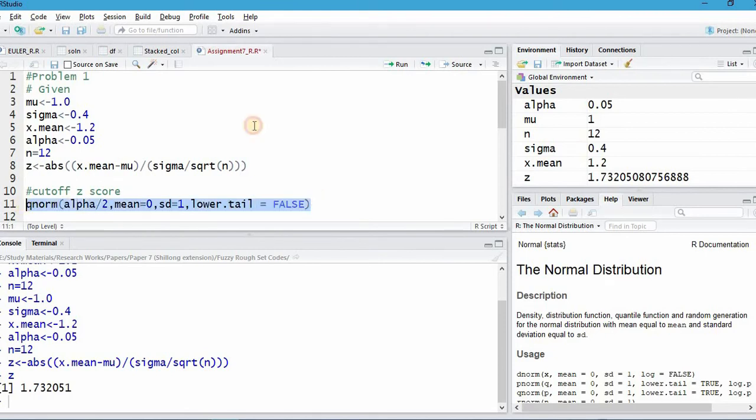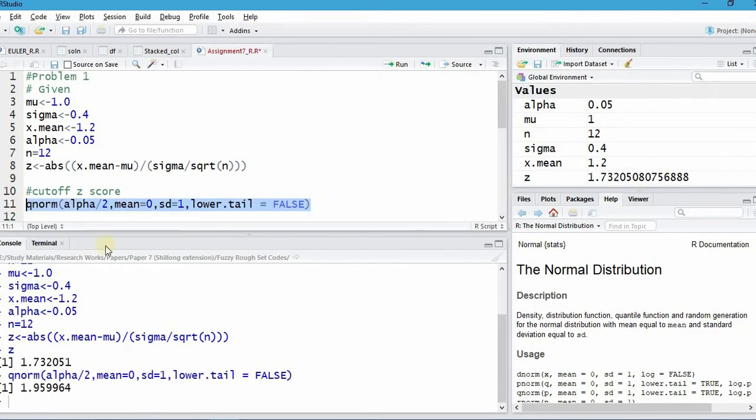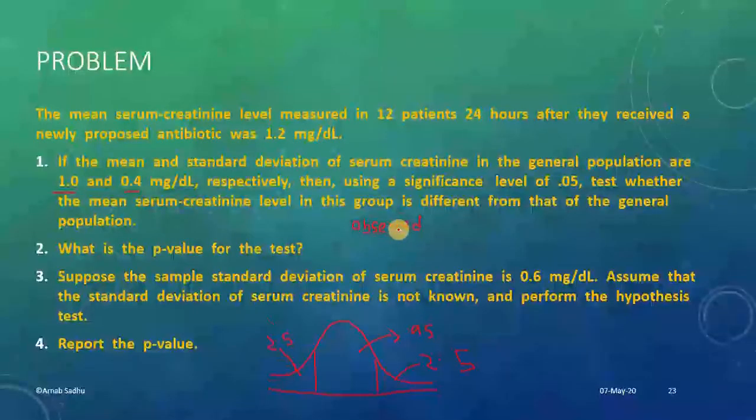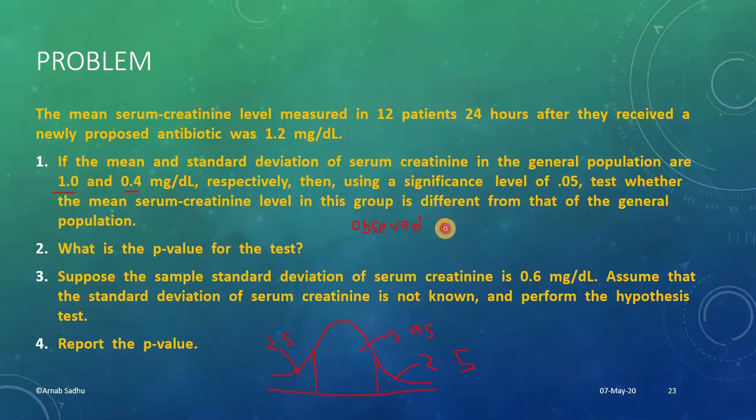Now check the cutoff z-score, which is 1.95. So here we have 1.73, which is the observed z-score, and 1.95, which is the cutoff z-score. As the observed z is less than the cutoff z, we have to accept the null hypothesis.